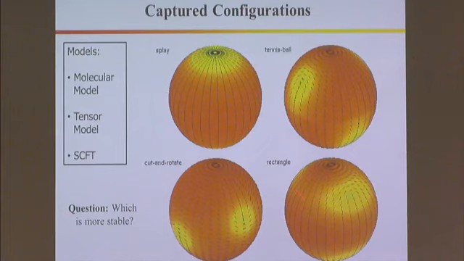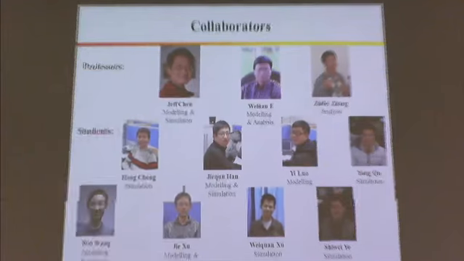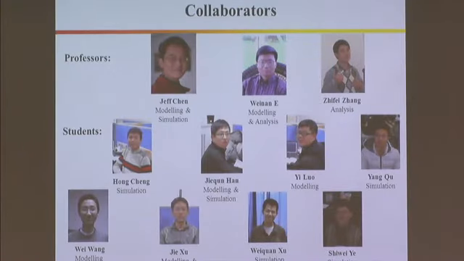Which is more stable? For some sizes the tennis ball is much more stable, and for some sizes the split is. This is my collaborator. JF is working on his features; he worked at the University of Waterloo. Wei Lang is working at Princeton University and Peking University. Zhi Fei is my colleague, and a lot of students work with me. So thank you for your attention.